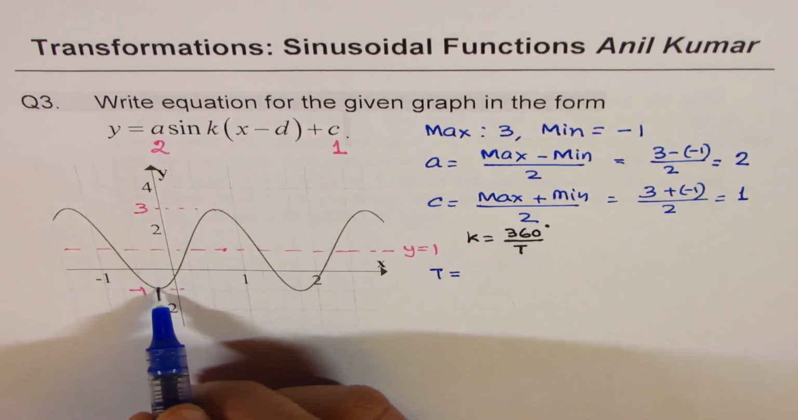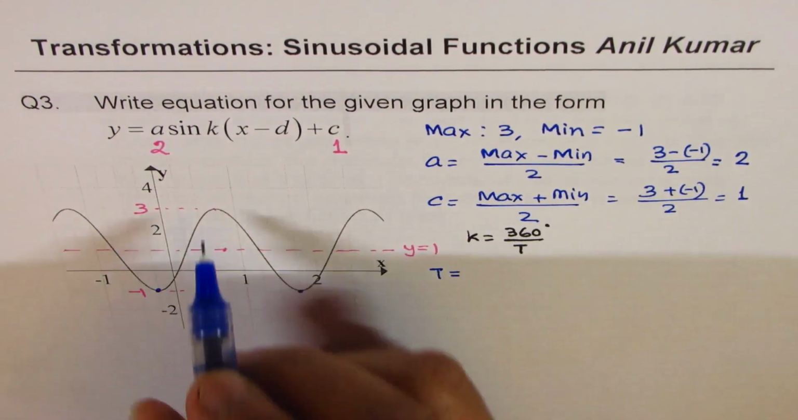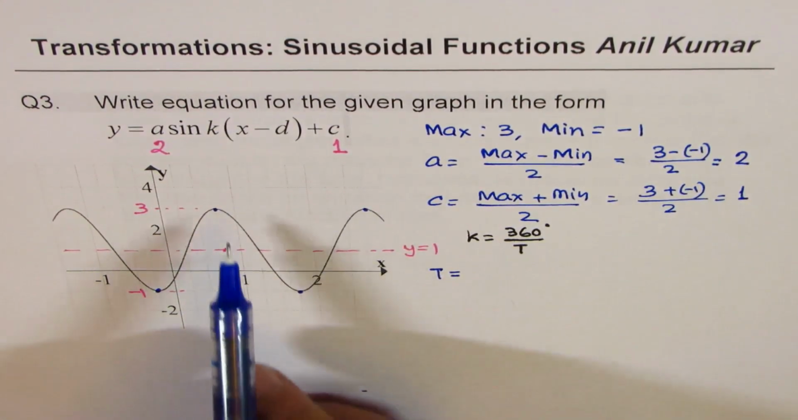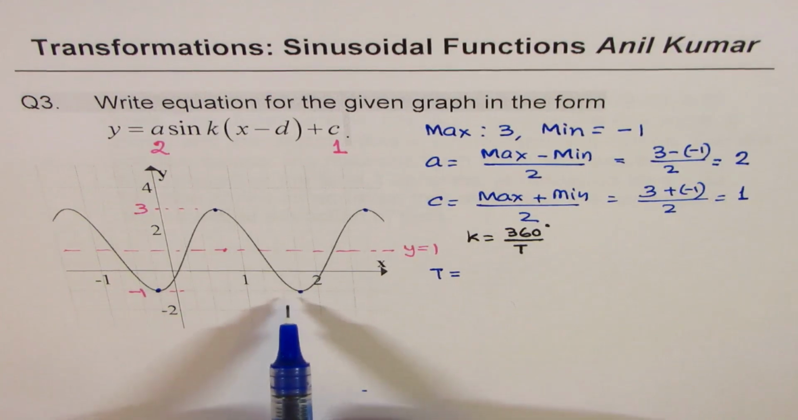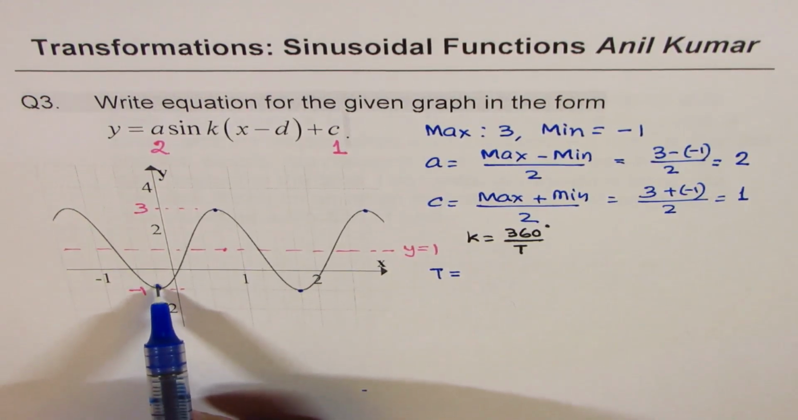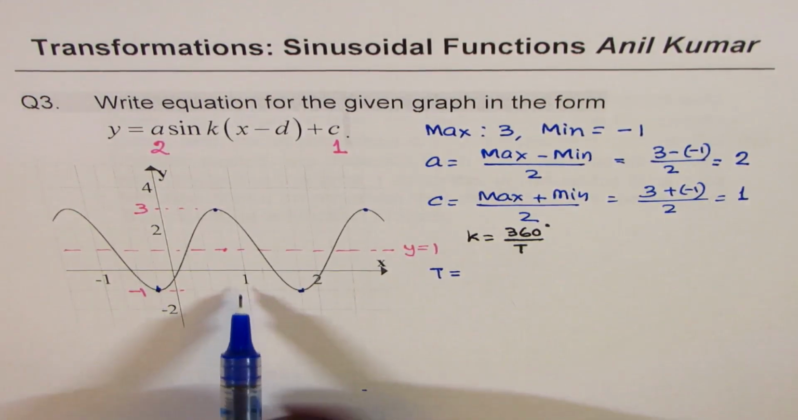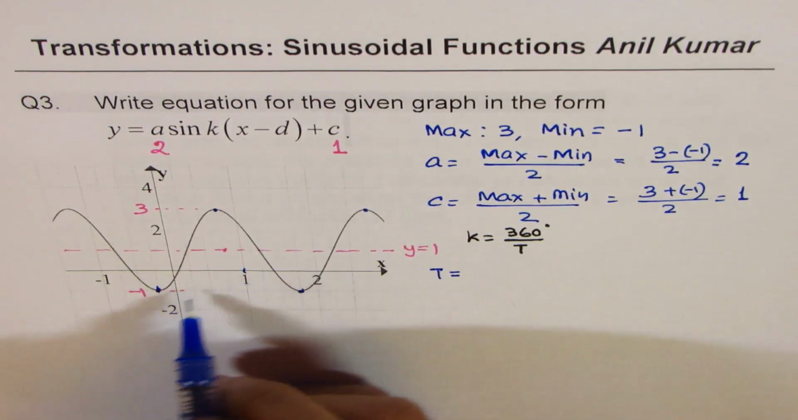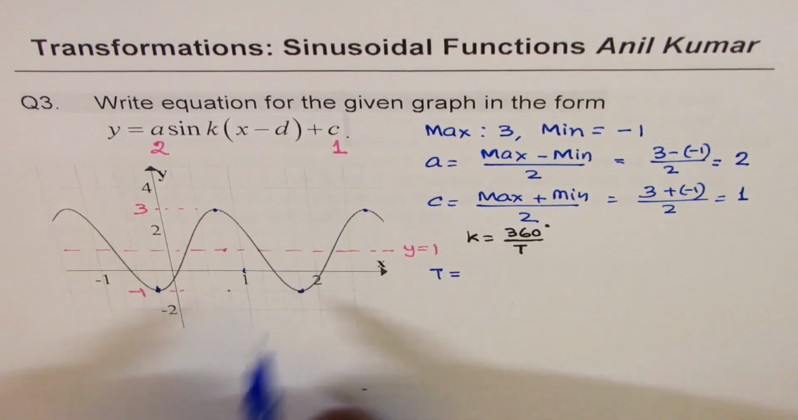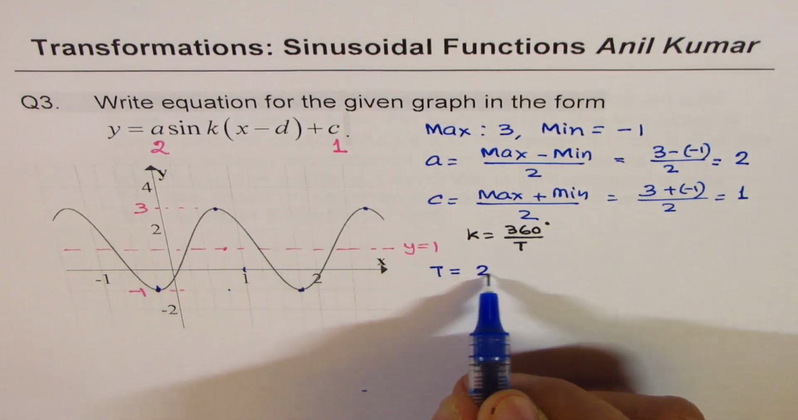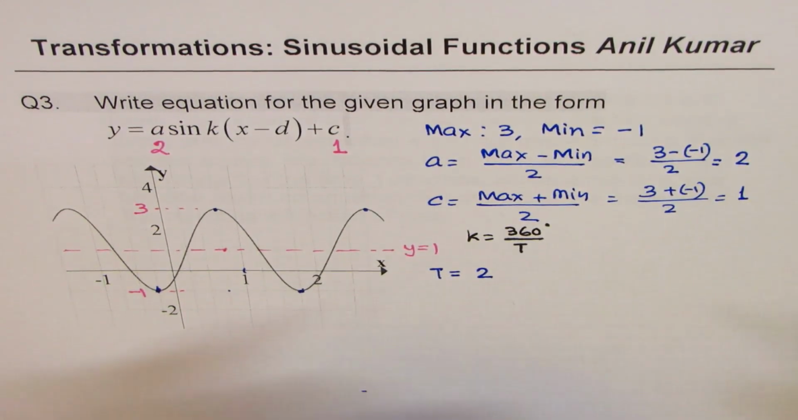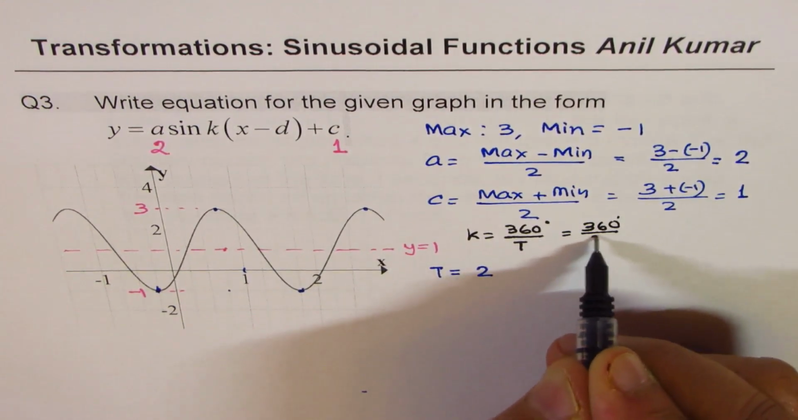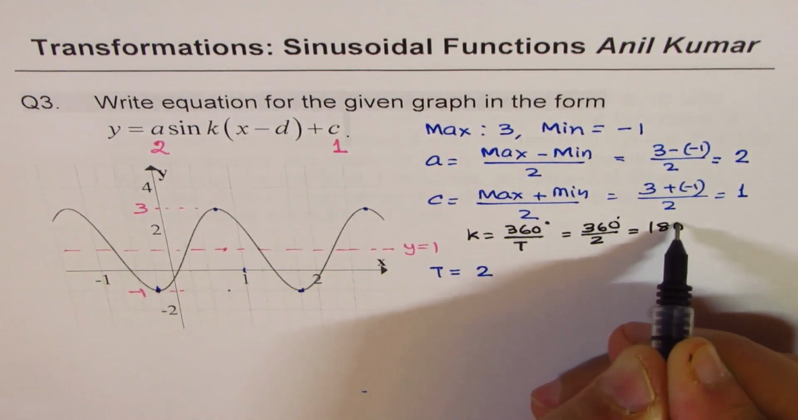Time period is the distance between two maximums or between two minimums. Is that okay? So you could do either, right? Here you can clearly see that the distance between two minimums is 2 units, right? That is 1 unit and 1 unit, so 2 units. So the time period is 2. Since the time period is 2, K can be written as 360 degrees divided by 2, which is 180 degrees.